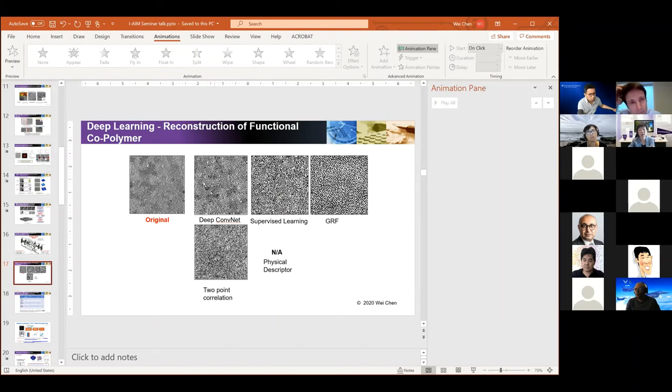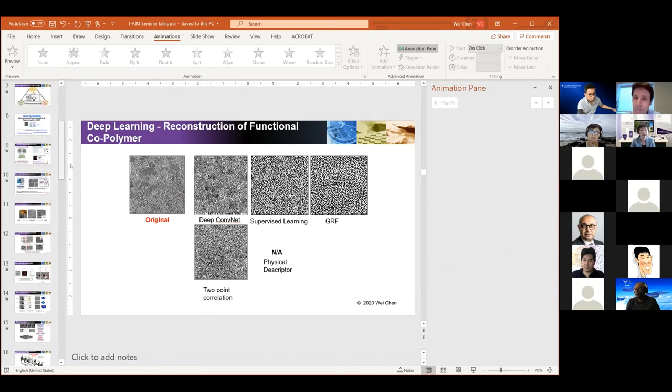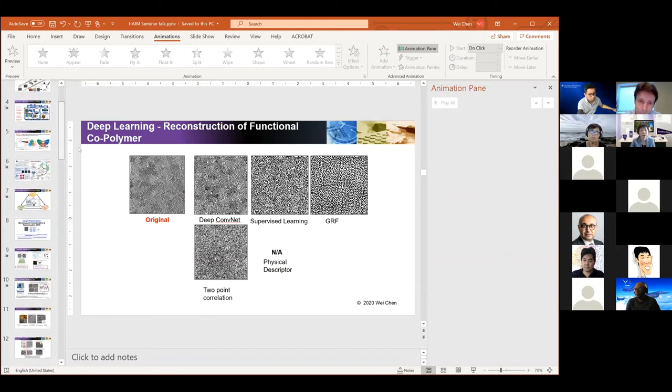So this one here is a reconstructed one using a deep convolution network. And this one, I don't have the diagram here. We can show that this one and this one share the same statistical property basically. That's the goal of reconstruction, right? Why do we do reconstruction? It is because we want to assess the material behavior in a statistical way.